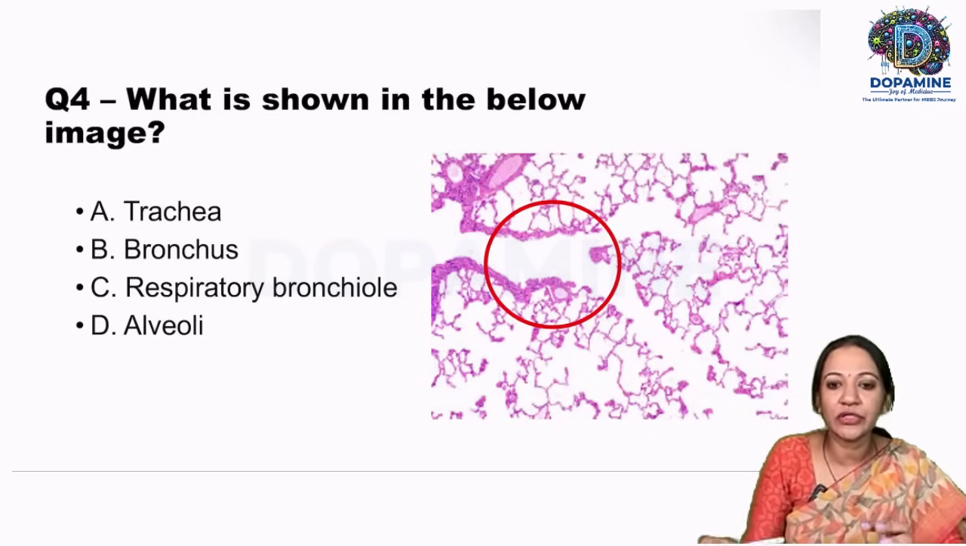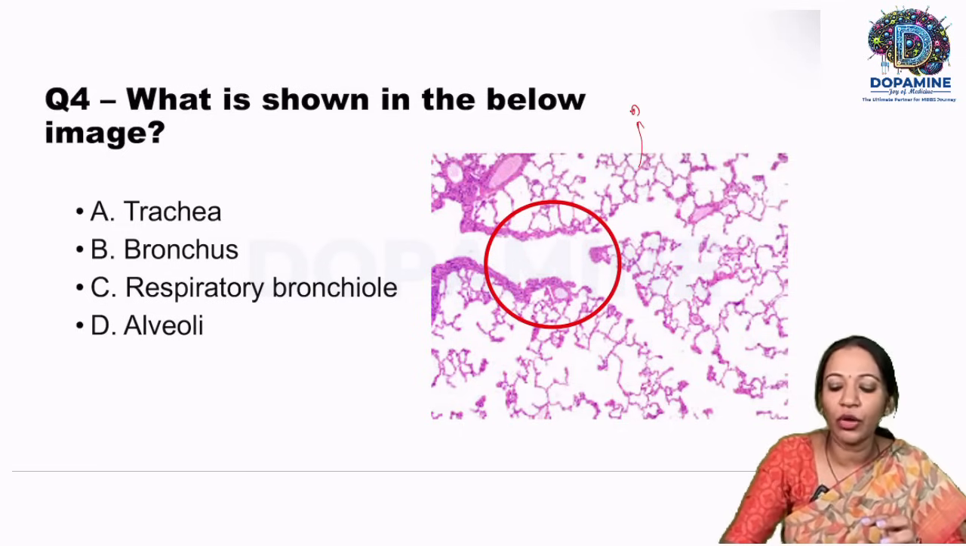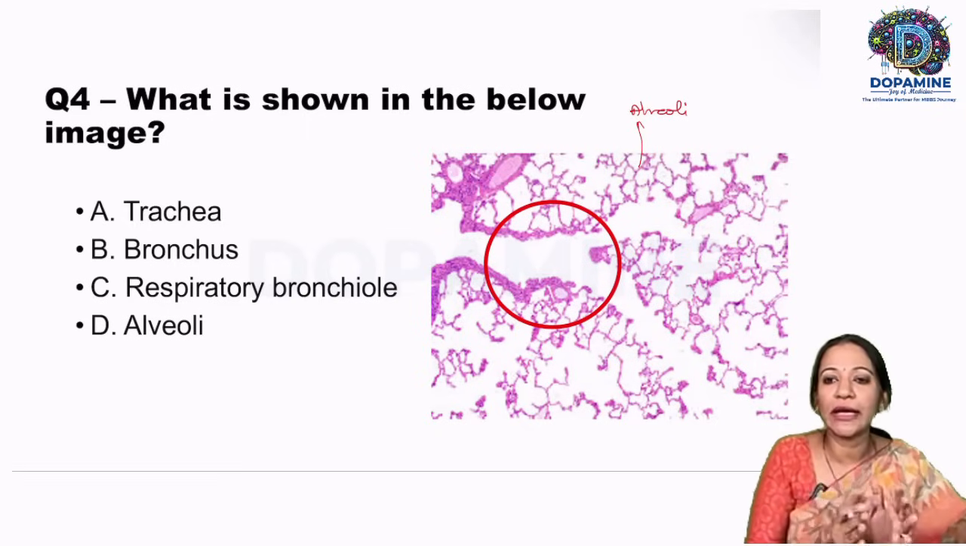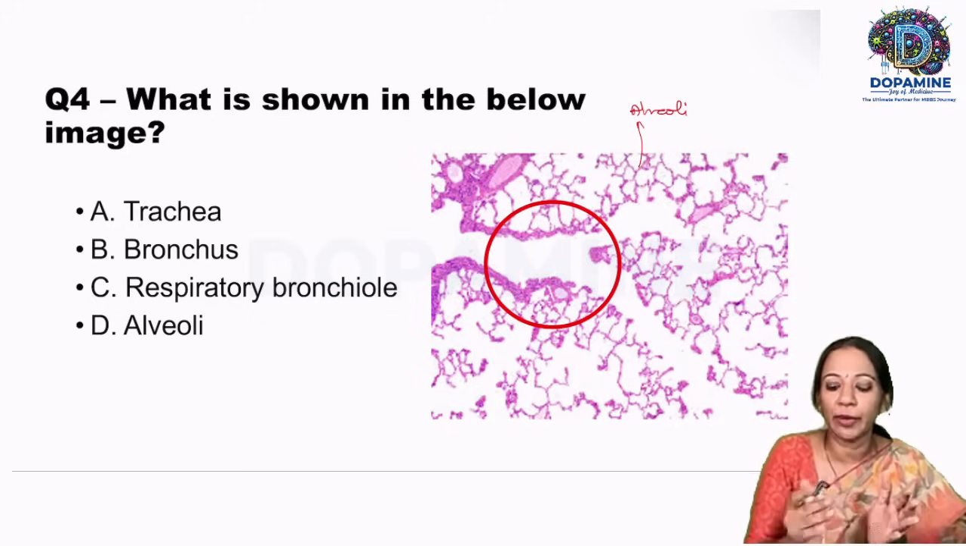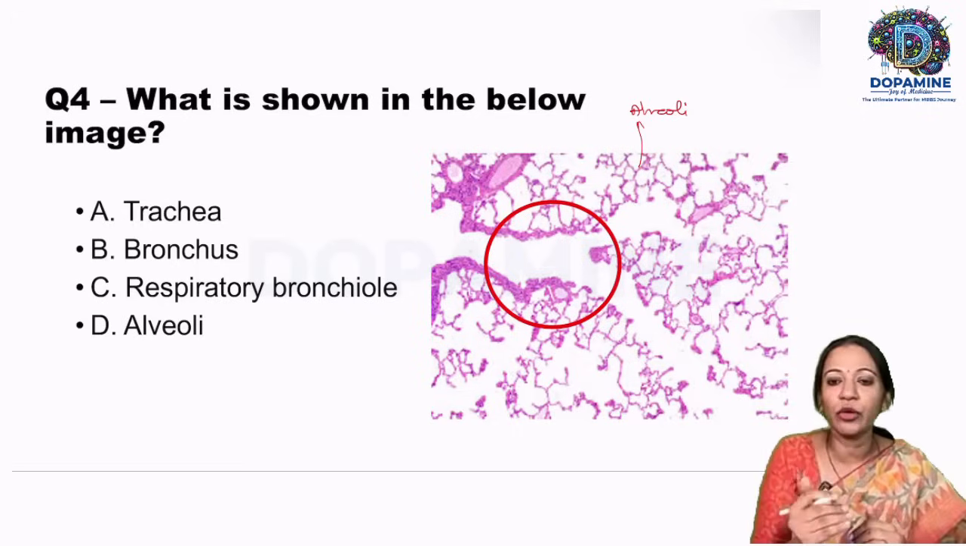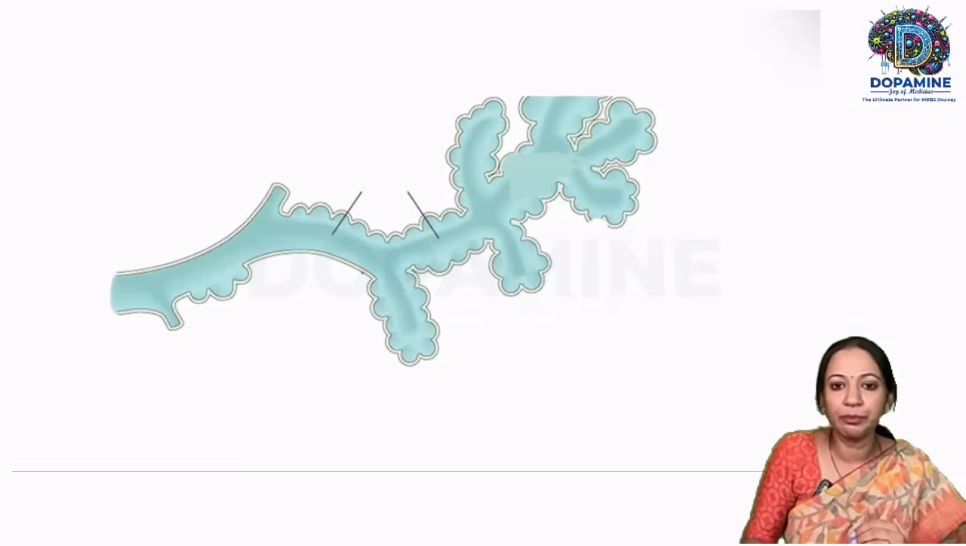A very simple question. What is this image? Whenever we see these gaps, they are all alveoli. And what is leading to the alveoli? In the lung, you have the trachea, then the right and left bronchi, then the bronchioles. These bronchioles end in pre-terminal bronchioles, then the terminal bronchioles, followed by the respiratory bronchiole, alveolar duct, and alveoli.